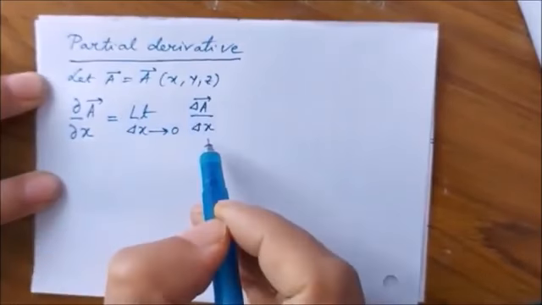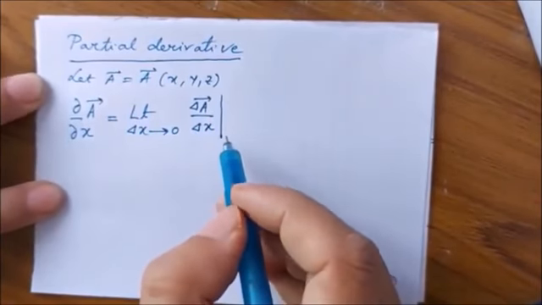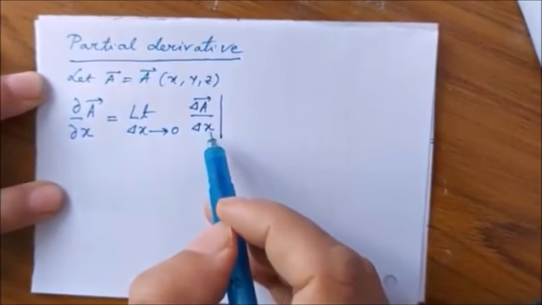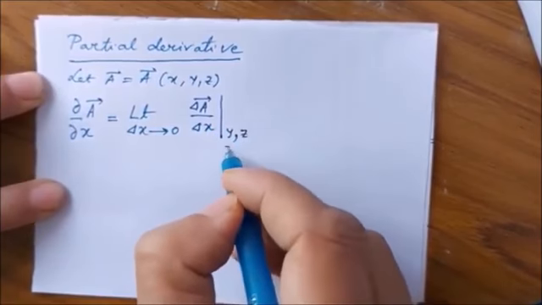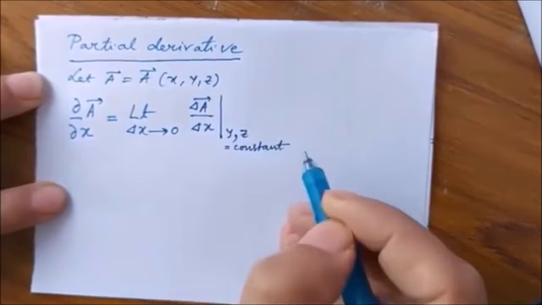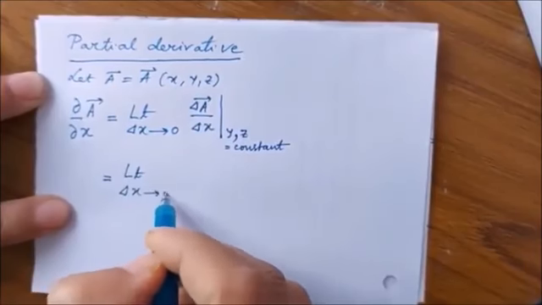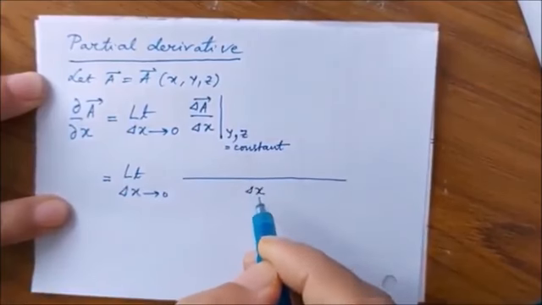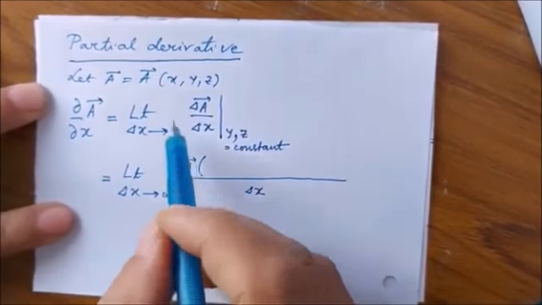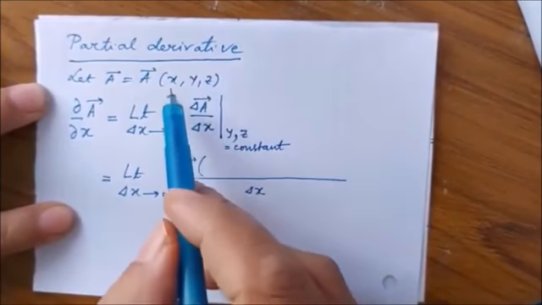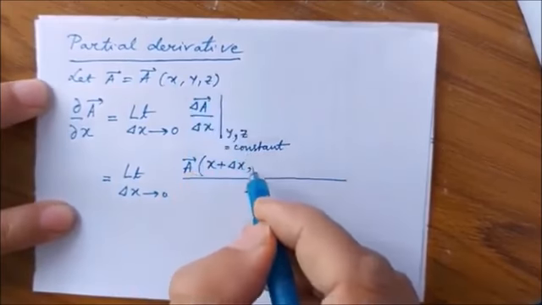And we define it as this, with certain restrictions attached. The restriction is that all variables other than x will be held constant. Only x will vary. So we will take y to be constant, and we will take z to be constant. So let us write it in detail. The denominator will have delta x. Now we have to write it carefully. Vector A is a function of x, y, z, and we allow only x to vary. That is, x will shift to x plus delta x, but y and z are constant.